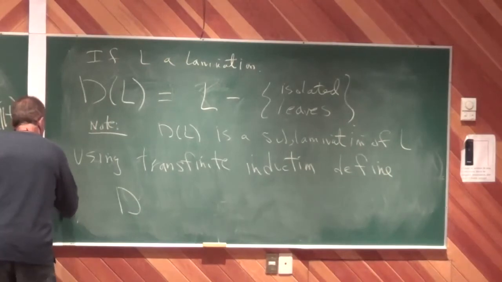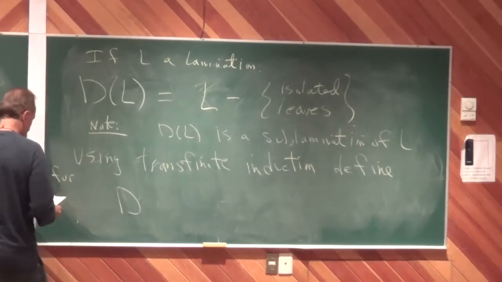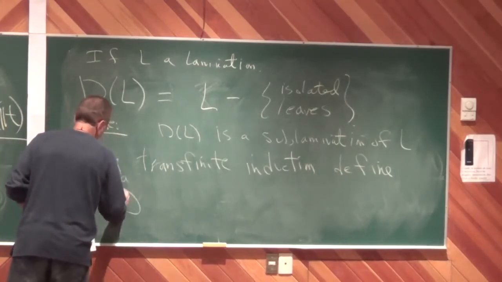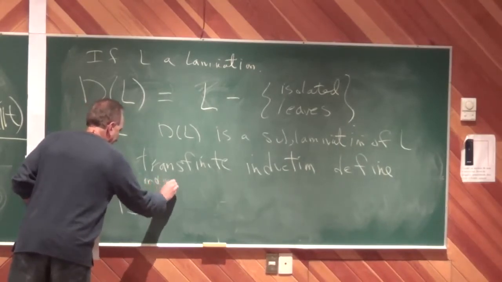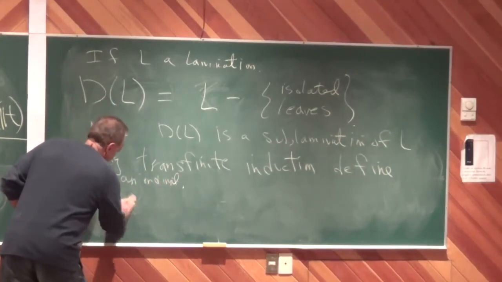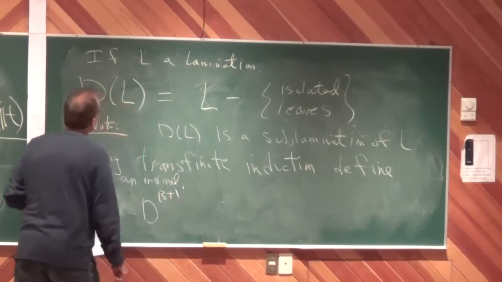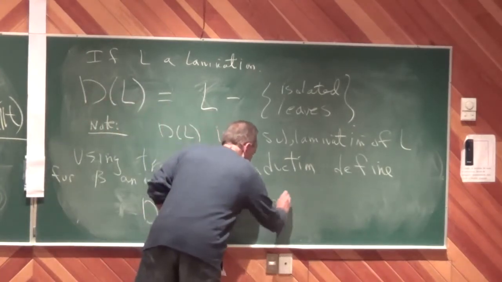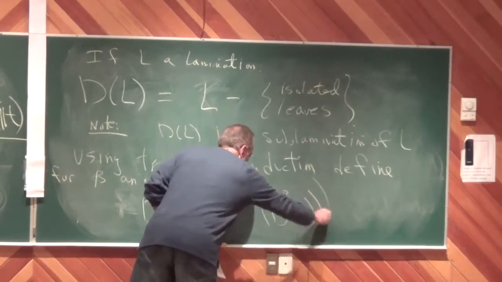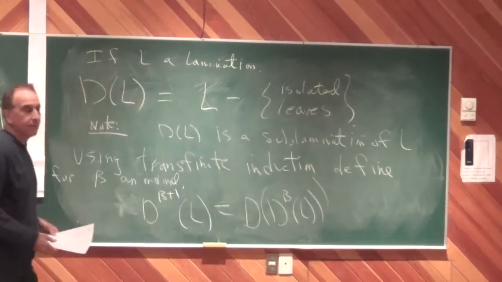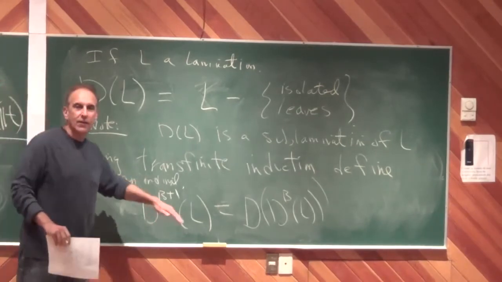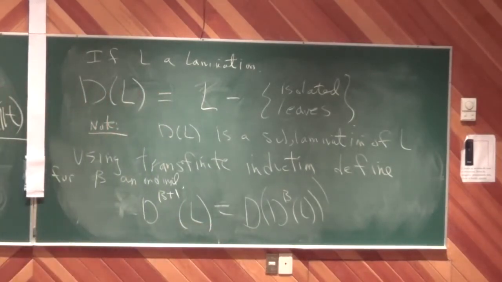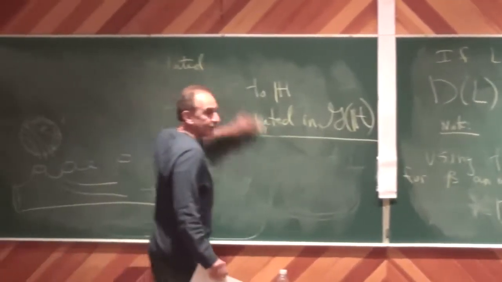for beta a successor ordinal, the beta plus first derivative of L is to take the beta derivative of L. It's the obvious thing. Take the derivative of that. If you don't like the words ordinal and stuff, just think of the positive integers for this discussion. But it is more general than that, and that is useful.